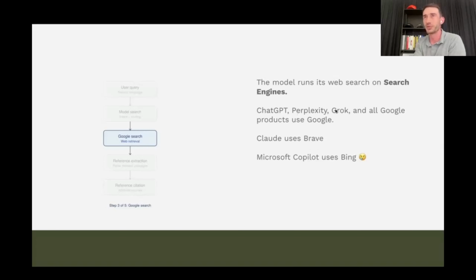So, basically saying that ChatGPT, Perplexity, Grok, they use Google and are searching Google with those really weird queries we were just looking at. Claude is using Brave under the hood, one of the other browsers, and Microsoft Copilot is using Bing as its search browser.